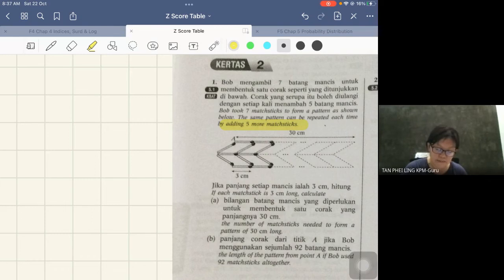need 30 cm, right? And then you have 3 cm each, which means there's a 10 times here. That's what you know. From here to here, there will be a 10 times, right? So you know that 7 is to form the pattern. Why 7? 1, 2, 3, 4, 5, 6, 7. So this first one is 7.